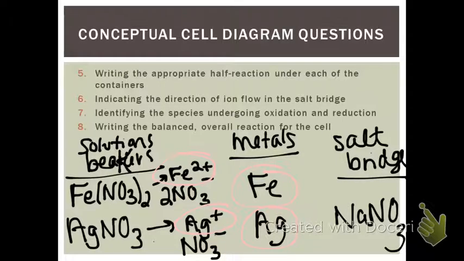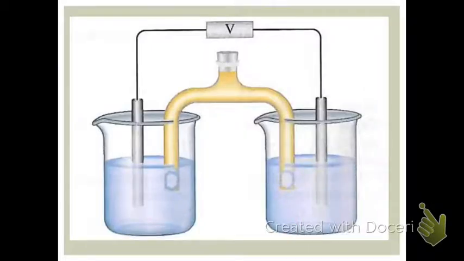Now, knowing that I have Fe2+ and Fe, and I have silver+ and silver, if I go look at my reduction potential list, I will find a couple things. I will first find that Fe2+ + 2 electrons on the chart makes Fe solid. And it does that with a potential of, I've got to find it, negative 0.44 volts.